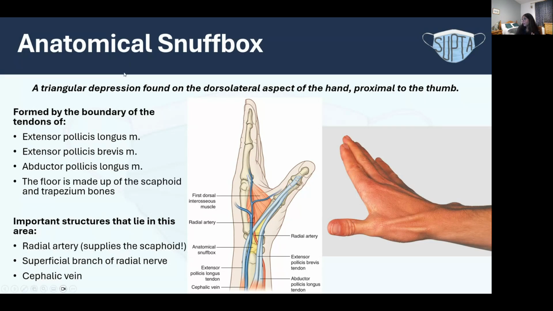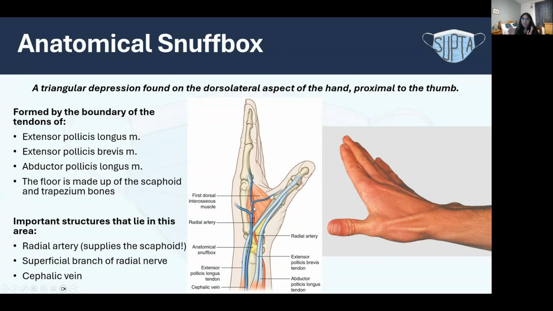What are the boundaries of the snuff box? We have our extensor pollicis longus tendon, the extensor pollicis brevis tendon, and the abductor pollicis longus tendon. But what's more important is the floor of the snuff box. The floor is made up of the scaphoid and the trapezium bones.